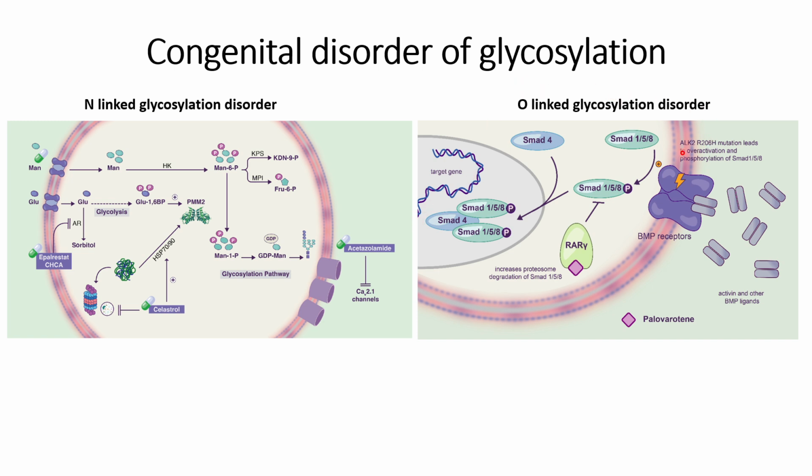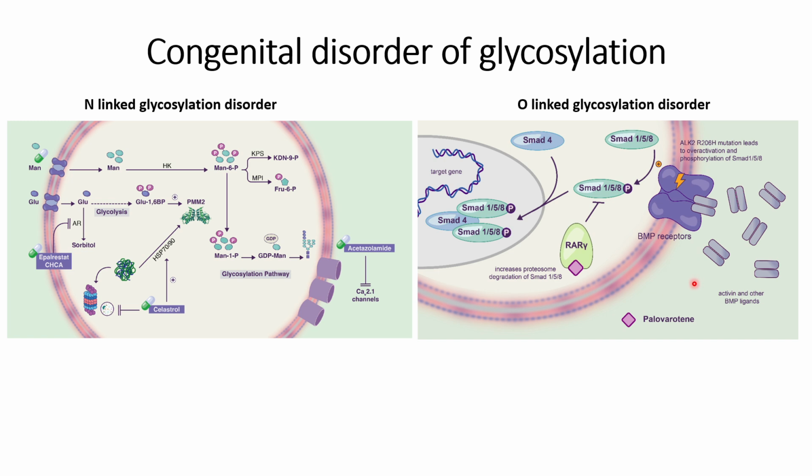Now let us quickly understand this O-linked glycosylation disorder. In this O-linked glycosylation disorder, disruption in O-linked glycosylation will cause an increase in these BMP receptors, and that will lead to a high amount of activin and other BMP ligands in the extracellular matrix. This usually occurs through the R206H mutation in the ALK2 gene, which leads to overactivation and phosphorylation of the SMAD pathways, such as the SMAD158 pathway, and that will ultimately lead to high BMP receptor formation.